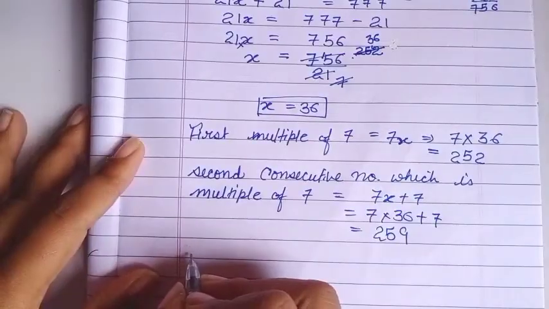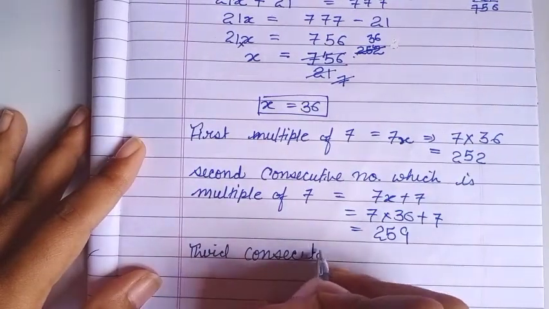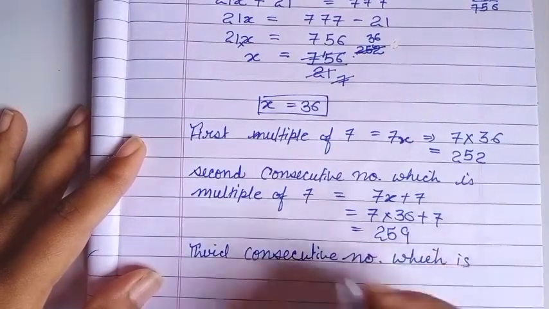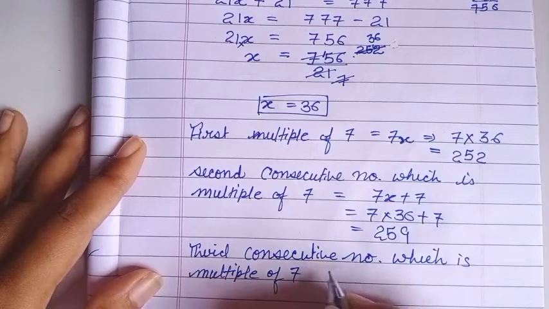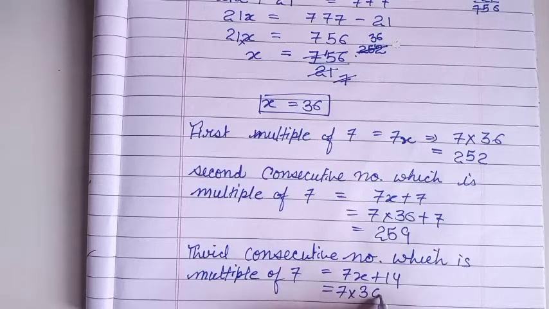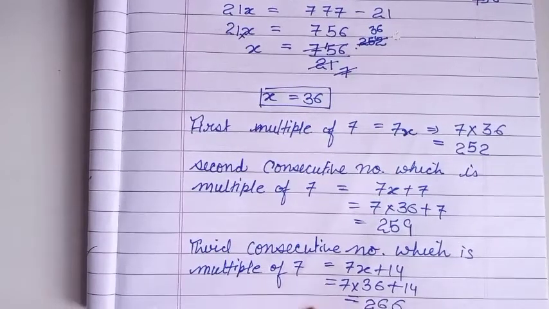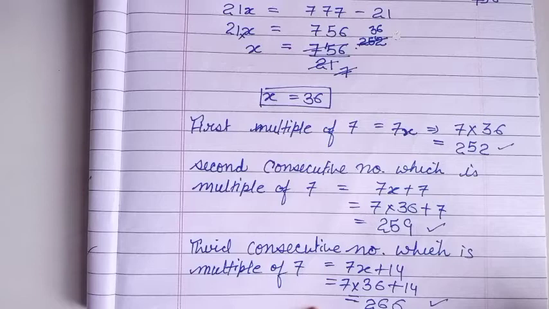259. Similarly, the third consecutive number which is a multiple of 7 is 7x plus 14. So 7 multiplied by x, which is 36, plus 14. This will be equal to 266, right? So these are three consecutive numbers which are multiples of 7 and their addition is 777. So this is your answer.